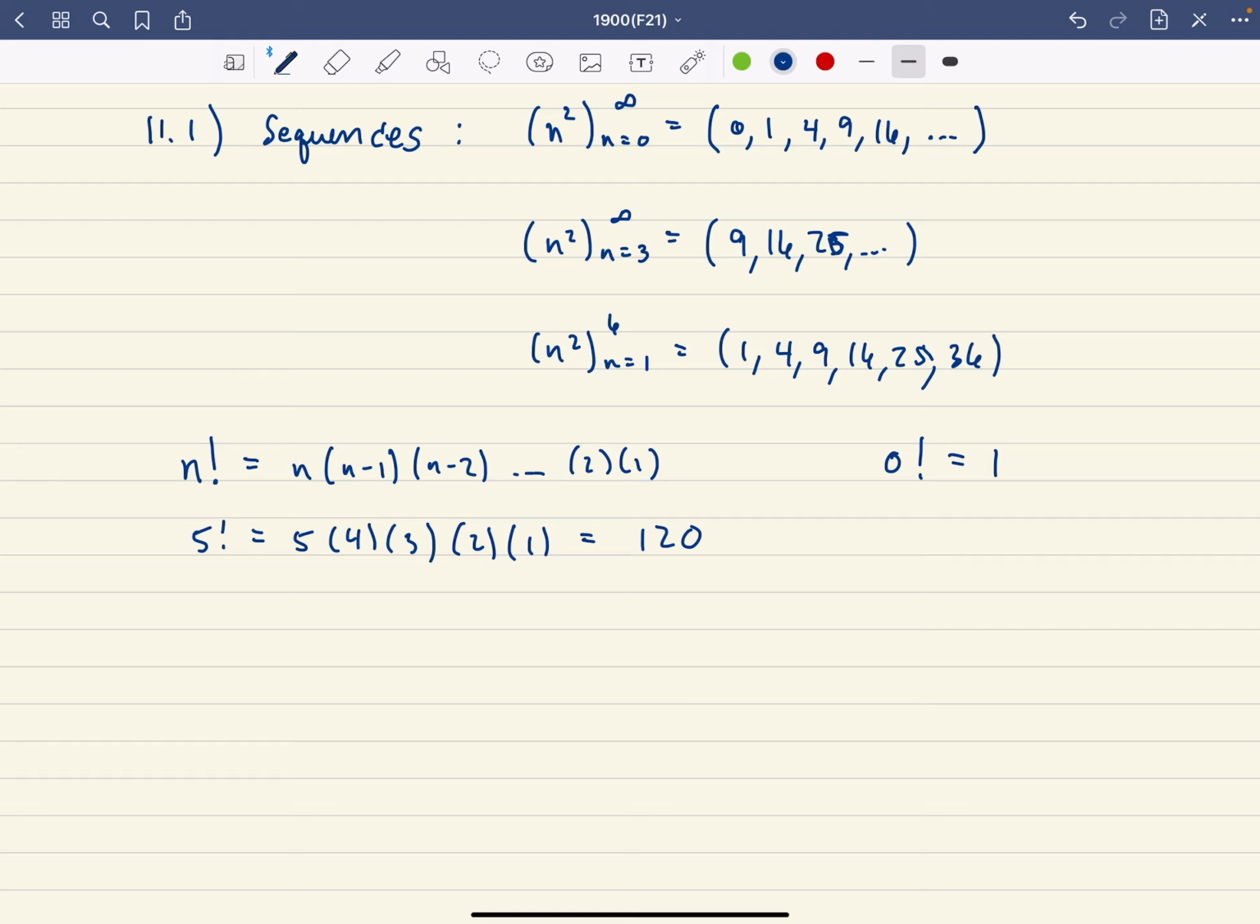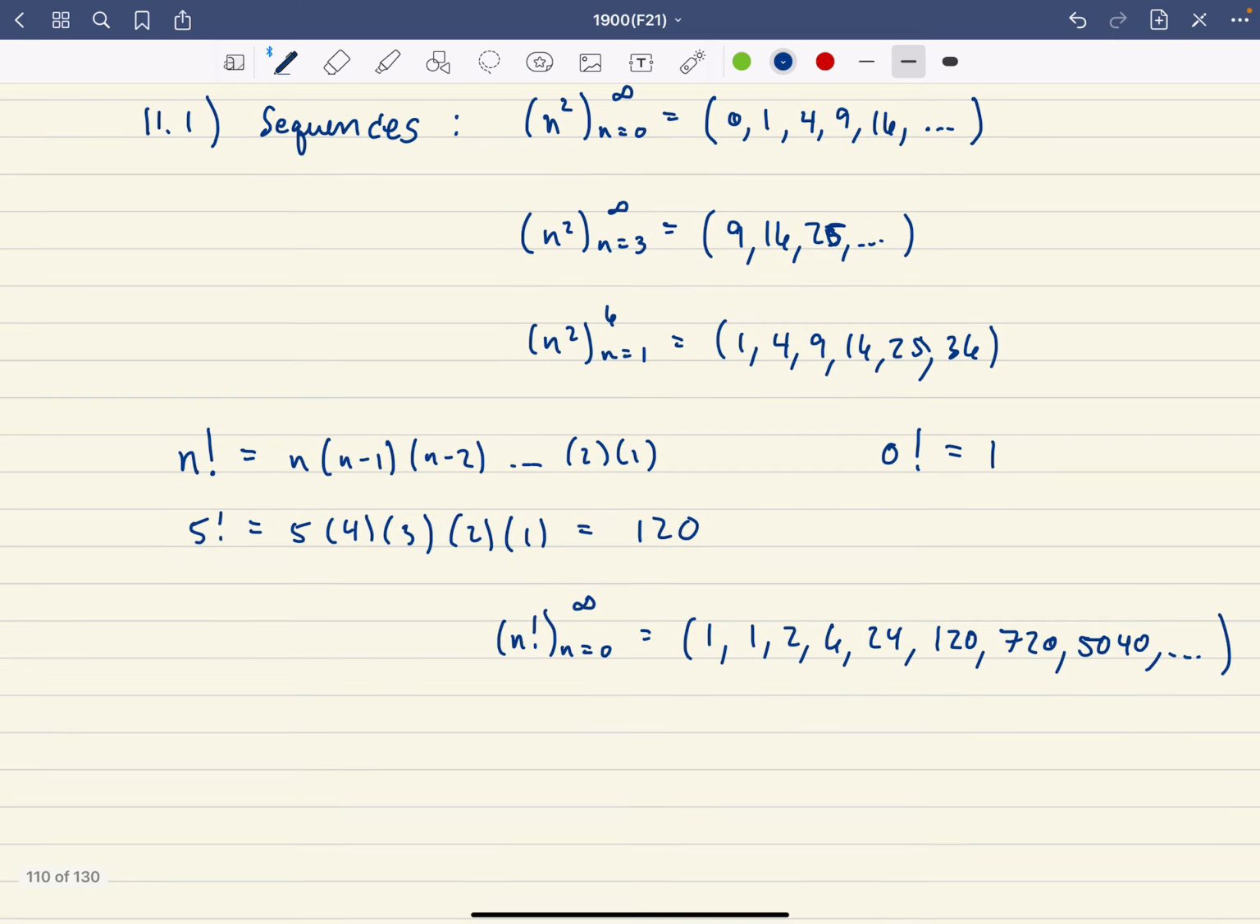Okay, so 0 factorial is 1, 1 factorial is 1, 2 factorial is 2 times 1, so that's 2, 3 factorial is 3 times 2 times 1, so that's 6. Okay, so these are the factorials. So we could talk about the sequence n factorial as n goes from 0 to infinity, and this would be 0 factorial, which is defined to be 1, 1 factorial, which is just 1, 2 factorial, which is 2 times 1, 3 times 2 times 1, 4 times 3 times 2 times 1, and then this will keep going for as long as you want. All right, so that's the sequence of factorials there.